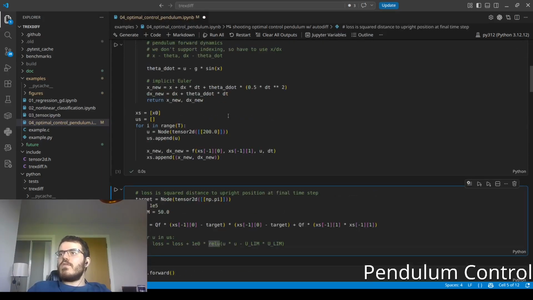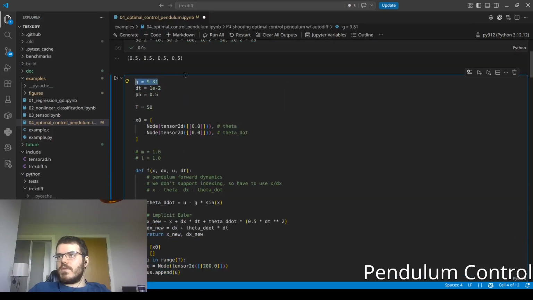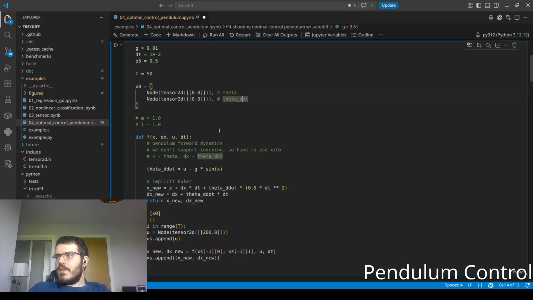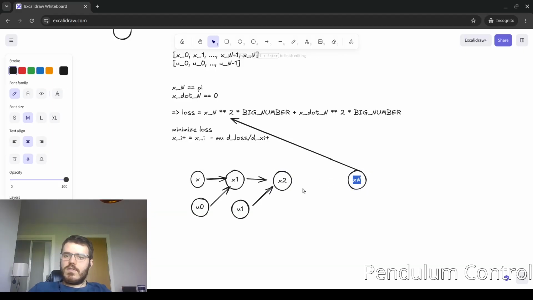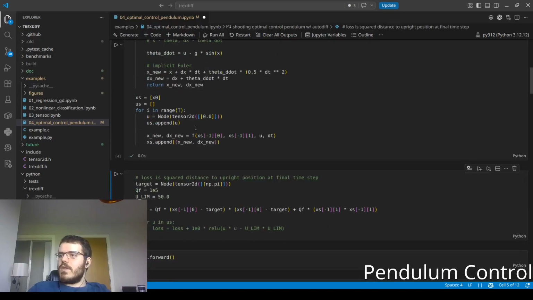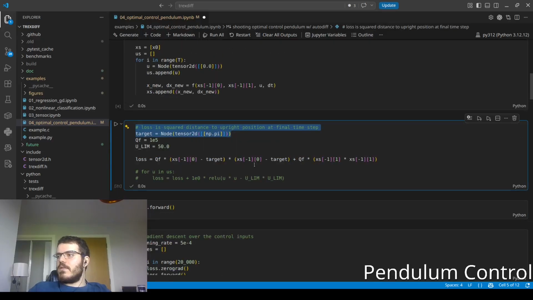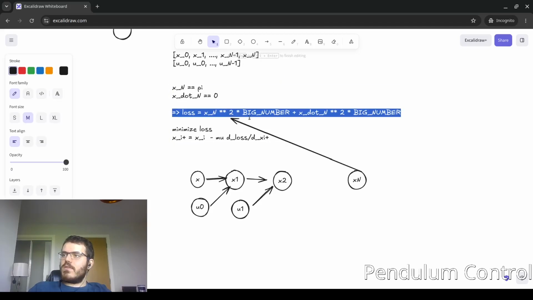Run this. So yeah, this is the physics of it. I've set the gravity to be something sensible, and then we have 50 of these, and then we start at 0. Let's start at 0 because that's horrible. And then here's the target. We're at pi, and then this is the target. This is the square. This is that little bit here.